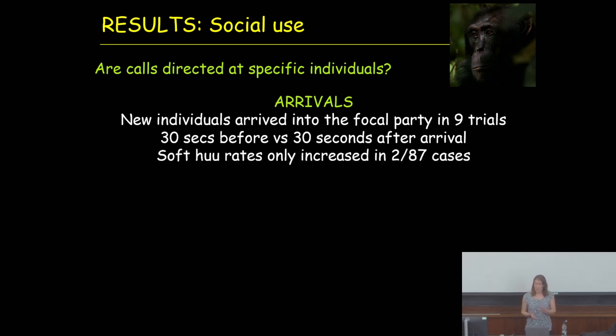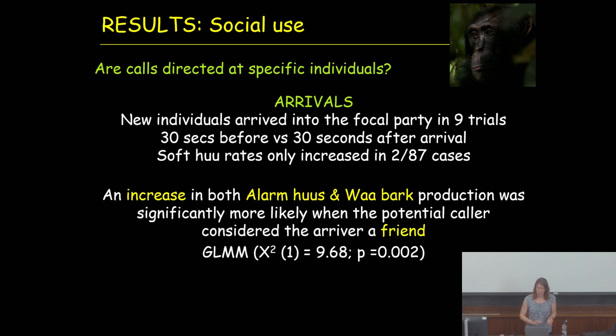For the soft hoos, we didn't find this. In only 87 potential dyadic cases did the soft hoo rates increase from before to after. So it looks like the soft hoos are not really directed at those new arrivals. In contrast, however, we do see an increase in the production of alarm hoos and wah barks, but that is mediated by who is arriving. So you're significantly more likely to increase your production of those calls if the individual arriving is a friend. So that's an individual that you engage in grooming with and you choose to spend time hanging out with. So positive evidence again here for alarm hoos and wah barks and not for soft hoos.